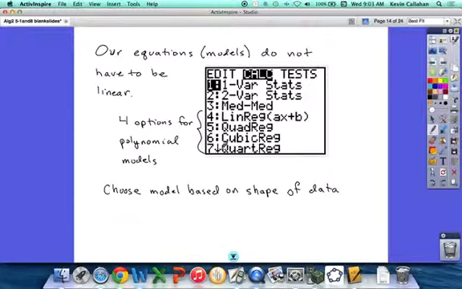So if you were going to approximate data with a model, then you're still going to enter the data exactly the same way. Then you're going to go stat calc, and then pick which one of these you want to use. Well, how are you going to decide? You're going to have to look at the data and see what it looks like. Does it look like a straight line? If it looks like a straight line, use linear. If it looks like a parabola, use parabola. Use the shape that's most like the data that you're trying to approximate.